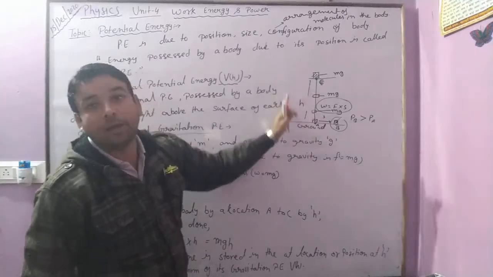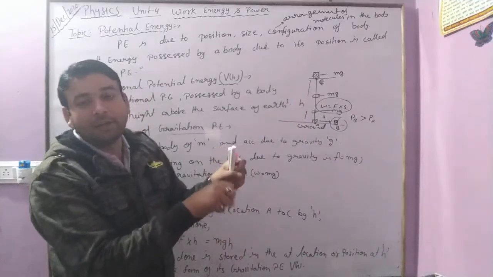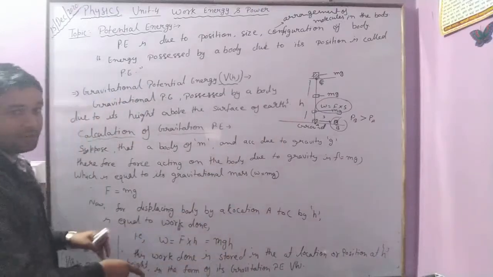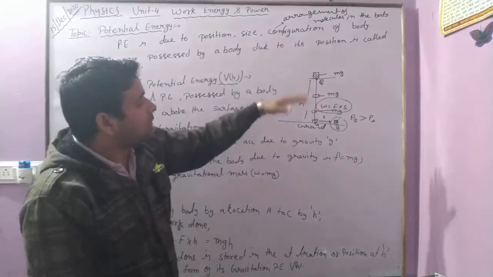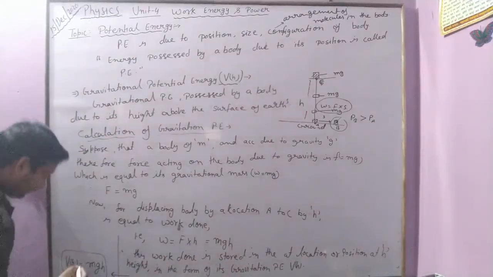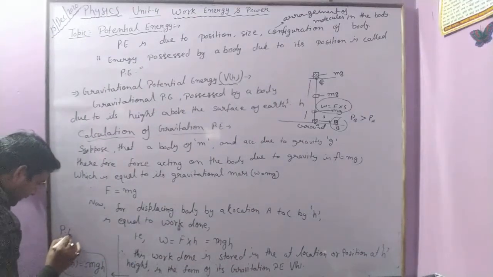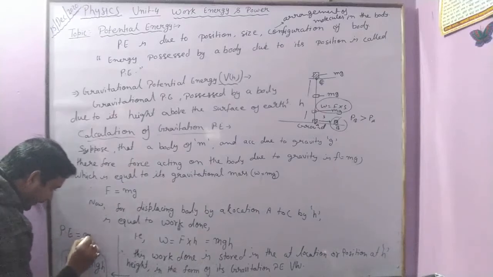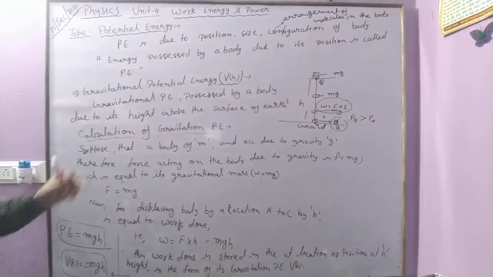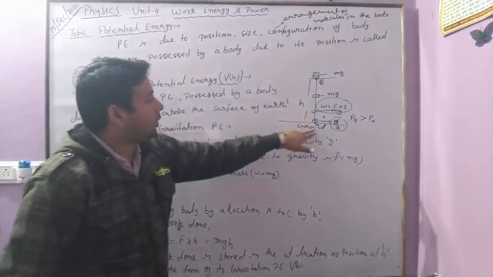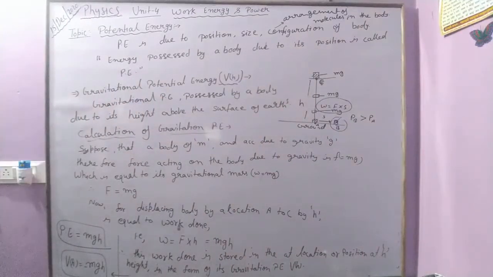Here students, as you all know, the work done by the applied force in moving it from point A to C by height h is taken as positive, but the work done against the gravitational force, which is always an attractive force, is negative. And the potential energy at C is mgh, which is the work done by the applied force to place the body at height h. Note down.